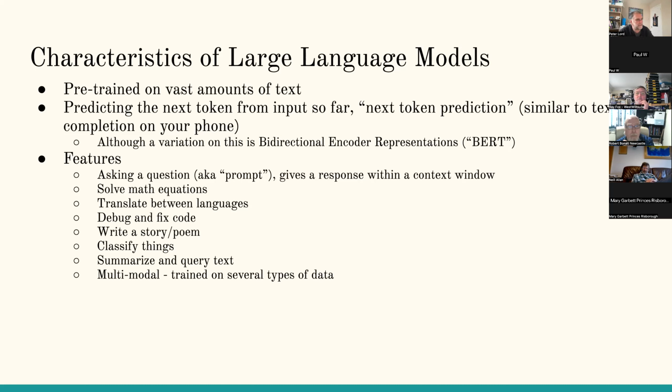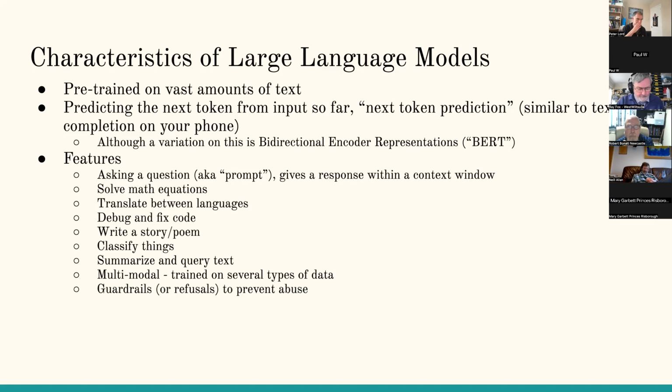Now, there's a variation on these large language models called multimodal. These multimodal models are trained on more than one type of data. For example, it might be trained on text but also images, or text, images, and video, or text and audio or something. So these models that can handle more than one type of data are called multimodal, and we'll have a look at one of those.